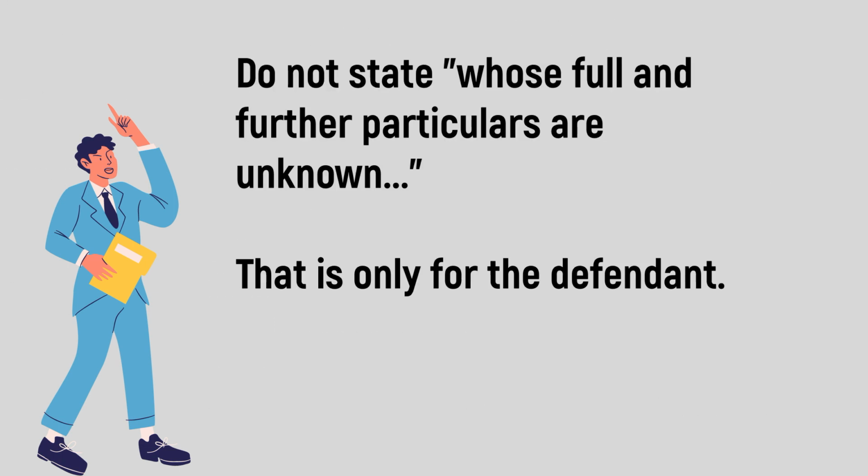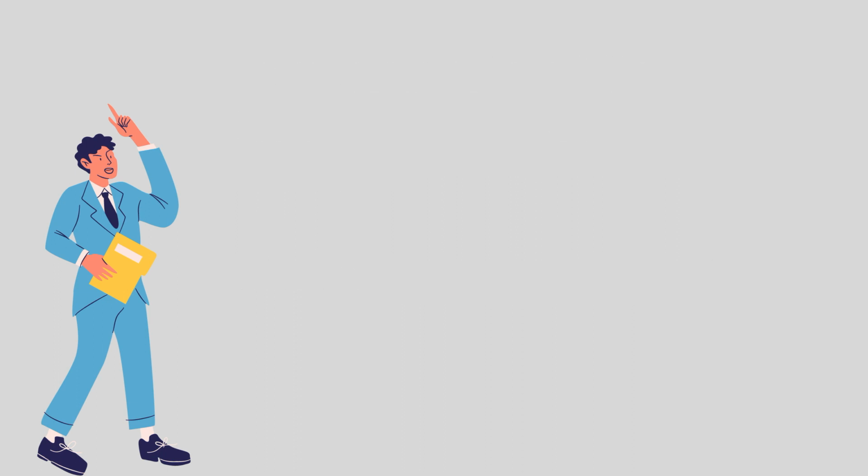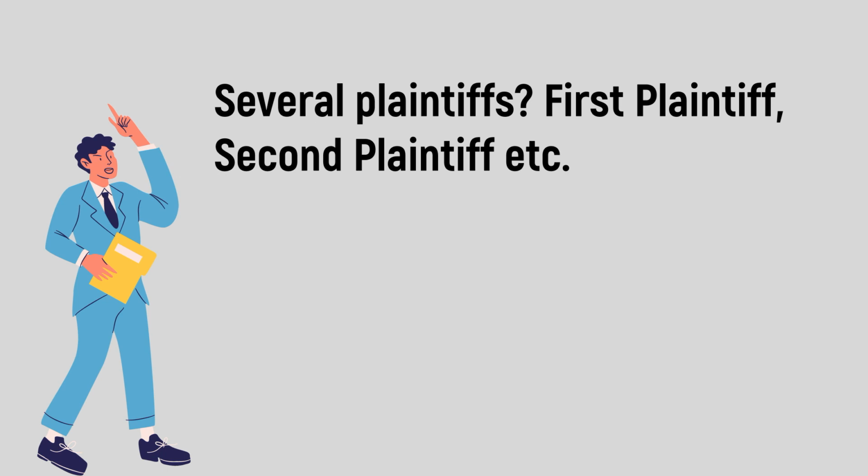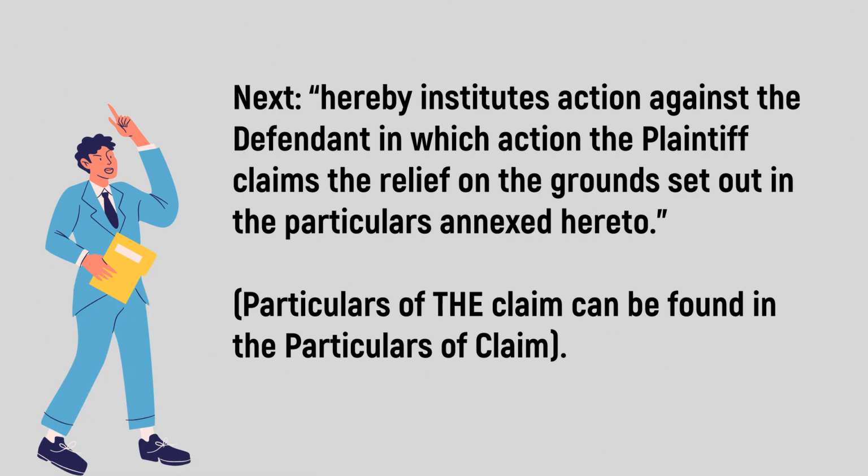When citing the plaintiff, do not state whose full and further particulars are known. Think about it, that wouldn't make any sense. It's your client. As usual, if there is more than one plaintiff, you'll merely cite the first plaintiff and then the second plaintiff and so on. You can then either start immediately after the plaintiff, which is in brackets, in the same paragraph, or continue in a new paragraph. But the next thing we need to state is, hereby institutes action against the defendant, in which action the plaintiff claims the relief on the grounds set out in the particulars annexed hereto.